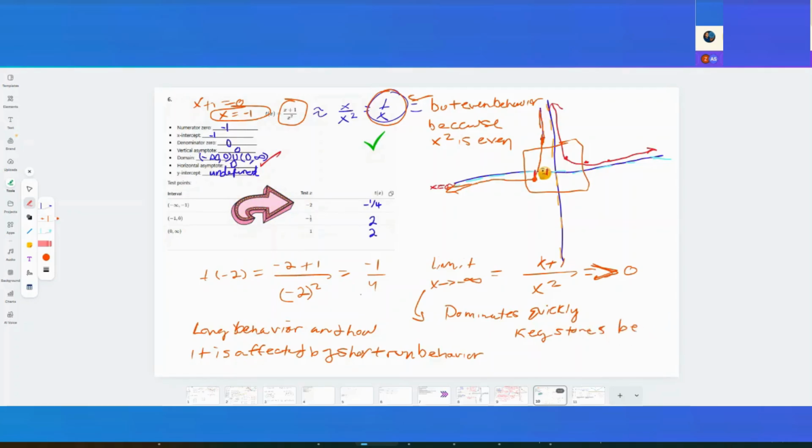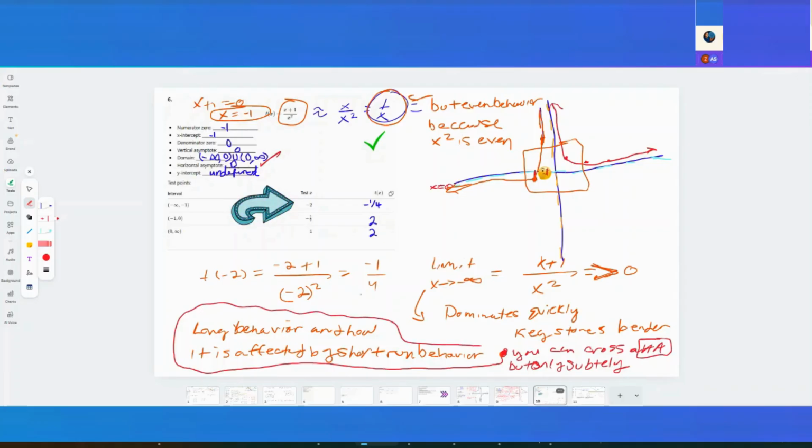Keystone benders are very rare, of course, but the keystone bender here is the fact that when you get close to it, you can cross a barrier, a horizontal asymptote specifically, right? You can cross a horizontal asymptote, but only subtly, as it is in connection to the long run behavior and the short run behavior. Because we know the long run makes it to where that starts to flatten out. Does that make sense?